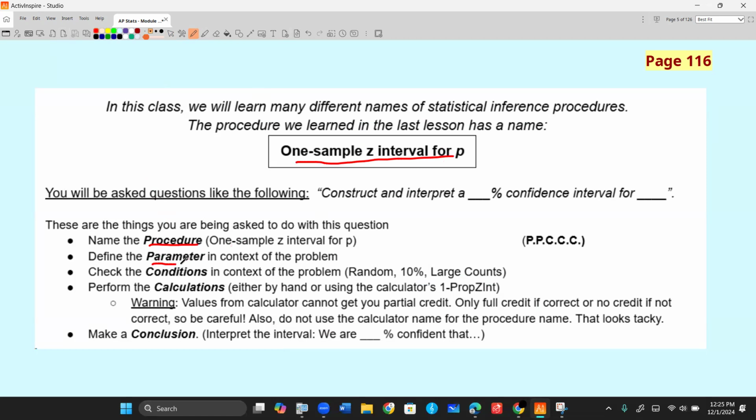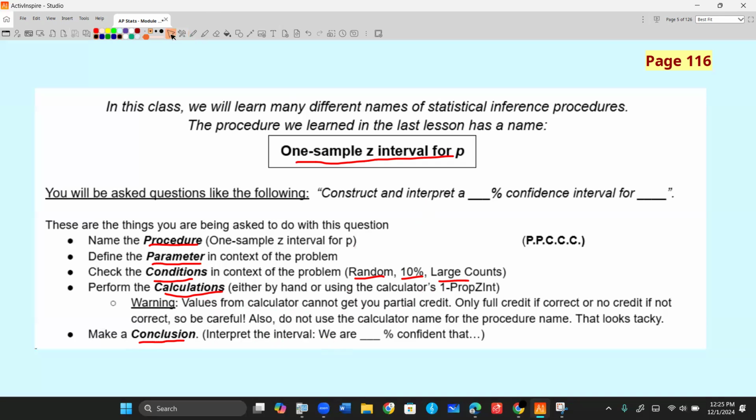We want to define what the parameter is. So the true proportion of whatever we're doing in context of the problem. We want to check our three conditions. Remember, it's the random, 10%, and large count conditions as we did before in our previous lesson. Perform our calculations either by hand or we can use the calculator's commands, and I'll show you both ways. Just a little bit of warning on the calculator commands. You're likely not to get partial credit using those. So you got to make sure you know what you're inputting on there if you want to get full credit. And then your conclusion is always going to be the interpretation of the confidence interval. So we are 95% confident that the true, and then we finish the rest of that interpretation.